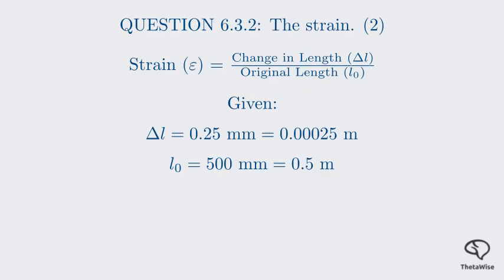Now we can calculate the strain. Strain epsilon equals 0.0025 meters divided by 0.5 meters. The result is 0.005. Notice that strain is a dimensionless quantity because it is a ratio of 2 lengths. This matches the memo's answer exactly. Now for the third part of question 6.3.